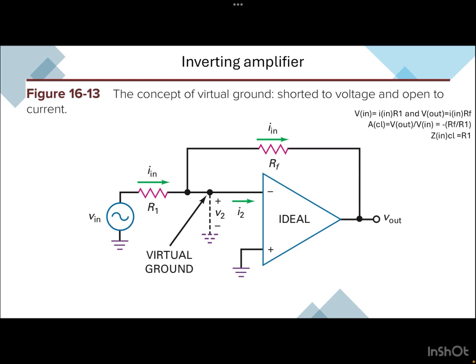The input impedance. This is one of the advantages of an inverting amplifier: it is easy to set up a desired input impedance. Here is why. Since the right end of Rin is virtually grounded, the closed loop input impedance Zin closed loop is equal to R1.